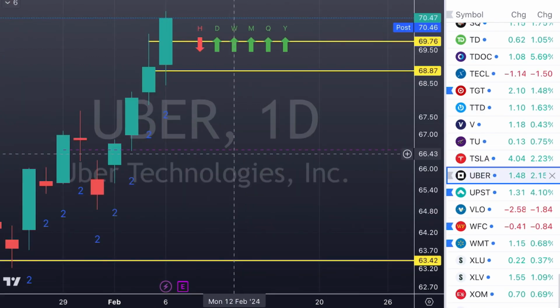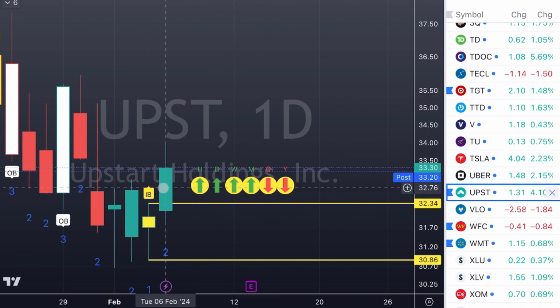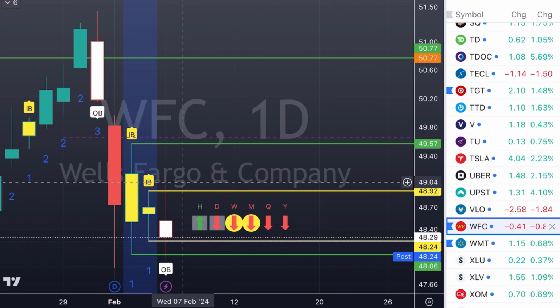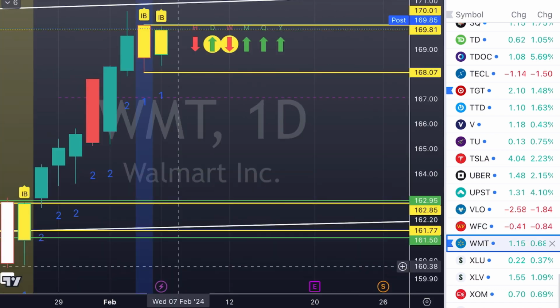We go to Uber, nothing there. Let's look at Upstart. Gave you this trade yesterday. Upstart, run to the upside. Inside bars. Okay? Wells Fargo, nothing there. This one, if you would have followed the rules, we triggered one side, came back 50%, went outside bar. Just like the rule states.